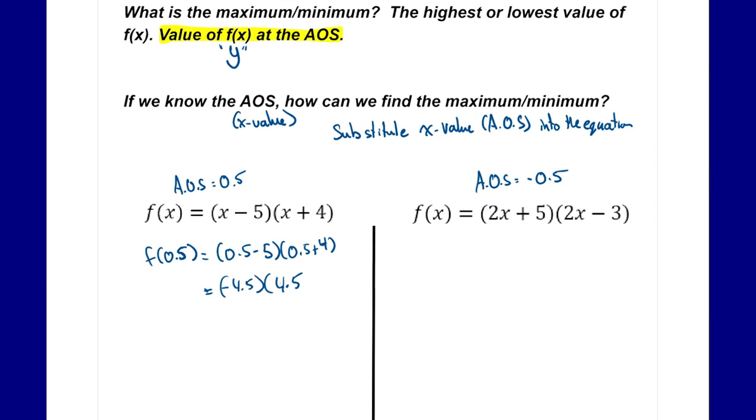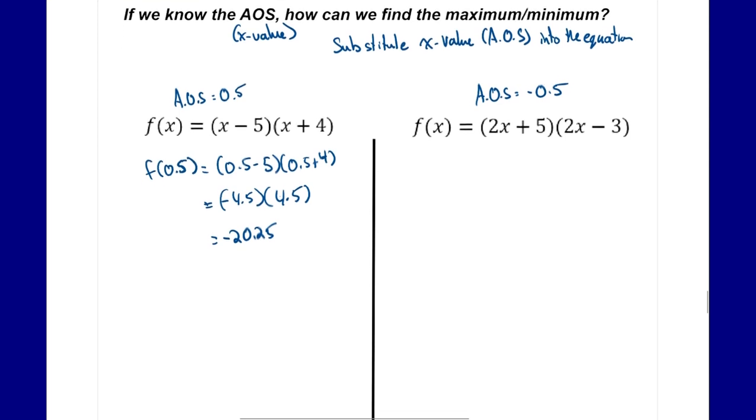So if I go through and calculate this, then I multiply these two numbers together, and we end up with negative 20.25. So that means that the minimum value is negative 20.25.